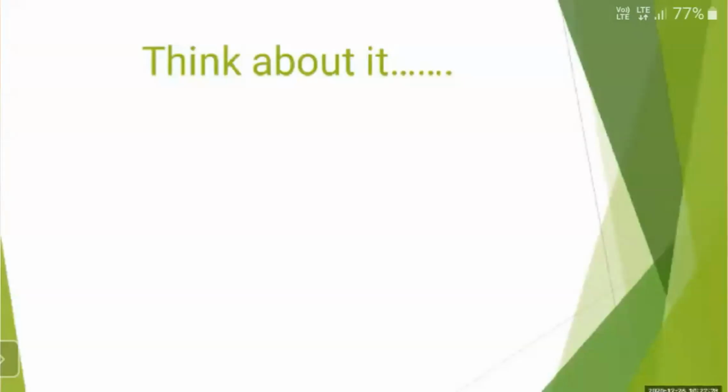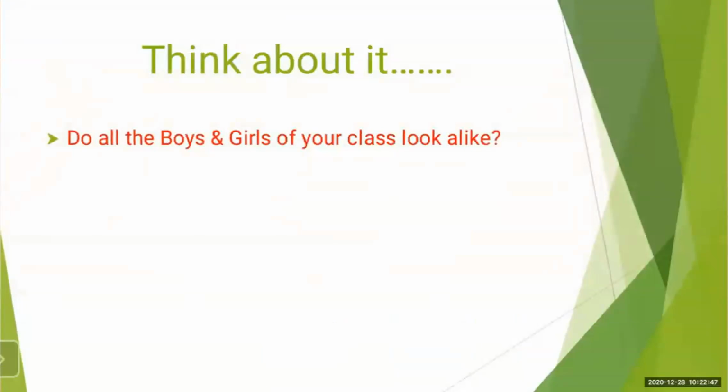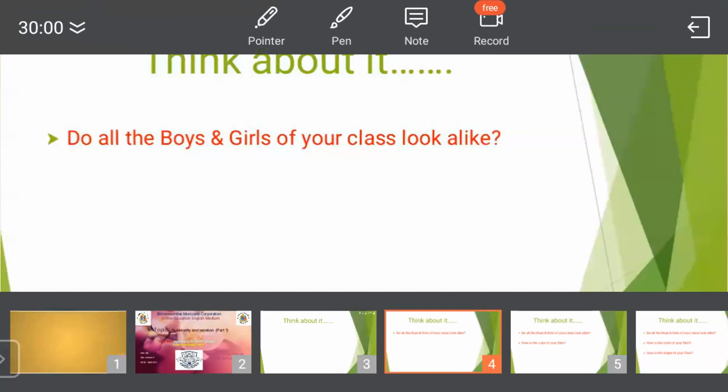As the chapter's name is heredity and variation, my question is: do all the boys and girls of your class look alike? You are from 9th standard, so in your class maybe 30 or 50 plus students are there. You can look around you, or in your surroundings, and see whether anyone is similar. Do all the boys and girls of your class look alike? The answer will be: they are not alike, they are different.